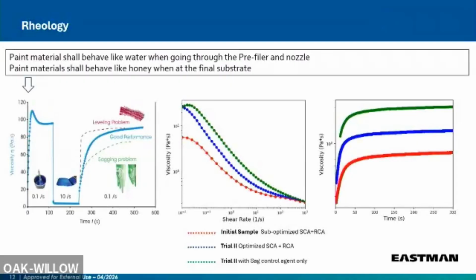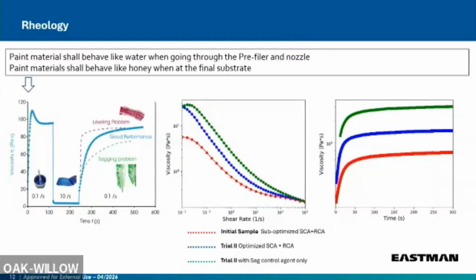So remember the chart I showed you, the one which BSF shared with us? This one: if you are very high, it's bad for flow, you'll get orange peel. If you are very low, it's bad for sagging. You need to have this sort of curve, right? The one in the middle, not very high, not very low, but here.